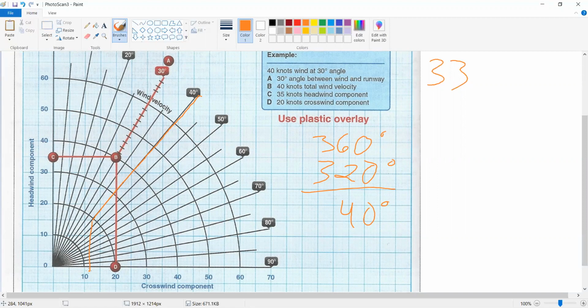So, at 20 knots. If you noticed, the 20 knots became 320, because we had north at 360. So when we're looking at 320, what runway is 320? Runway 320 is runway 32. We just drop off the 0. So the answer is runway 32.